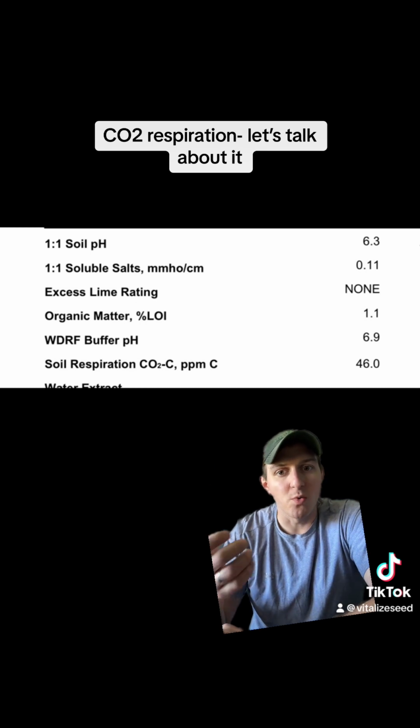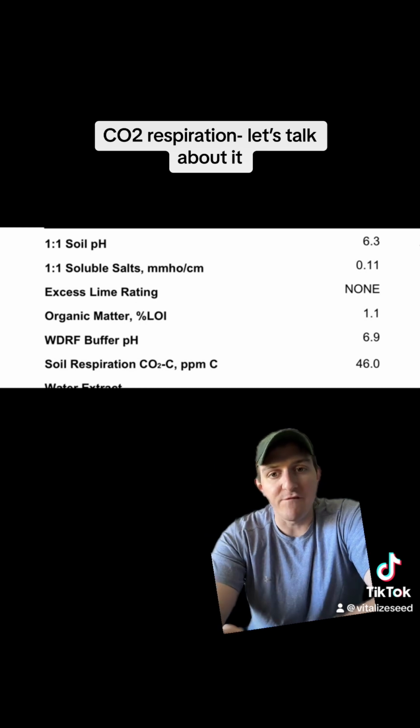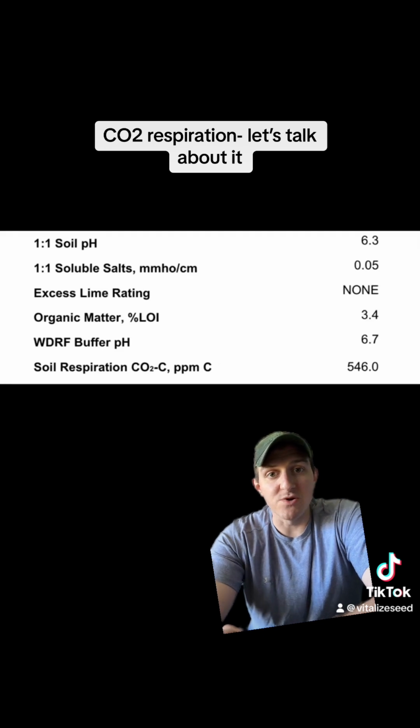I do want to show you one of the fields on my farm and where that soil respiration is. This is one that has been in the Vitalize system for a little while now. As you can see, the pH is the same. My organic matter's quite a bit better than that gentleman's, and I would like to see that increase over time as well. But then if you look at the soil respiration, it is 546. So really impressed with that.